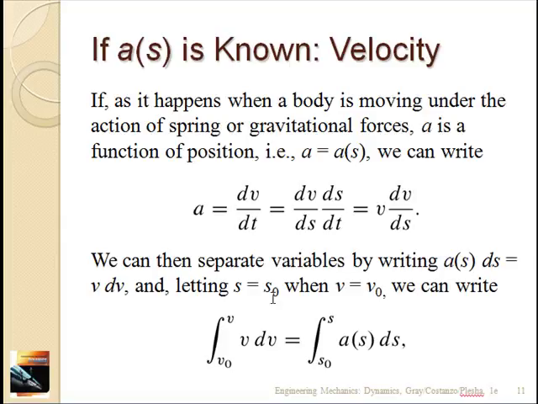So if s equals s naught when v equals v naught, then we get the integral from v naught to v of v dv is the integral from s naught to s of a of s ds. And we're given a of s, so presumably we can do this integral and work out the velocity as a function of s.